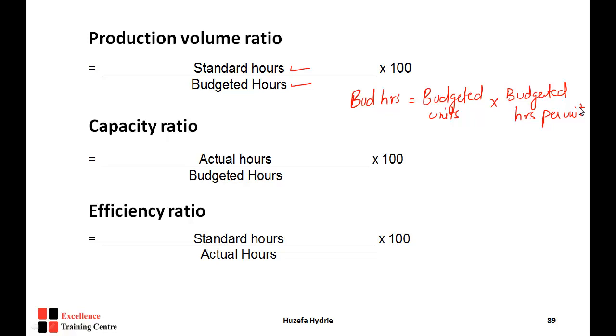In actual, when my year ended, instead of having 1,000 units, I have actually produced 1,100 units. Okay, 100 units more. Now, let's say I am measuring the efficiency of the labor. Before going into there, tell me one thing.